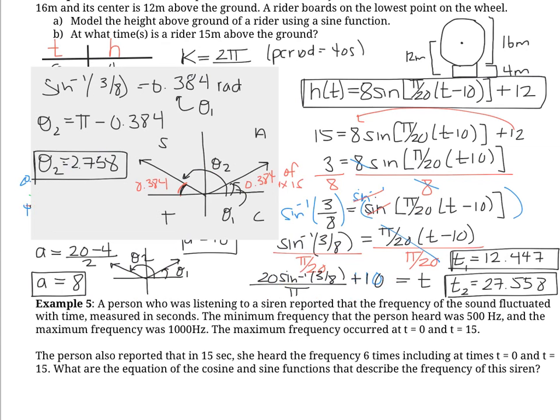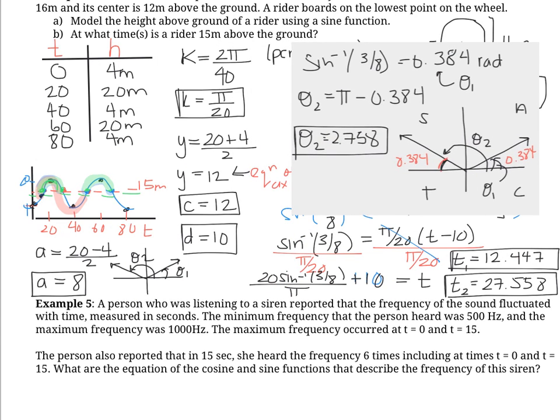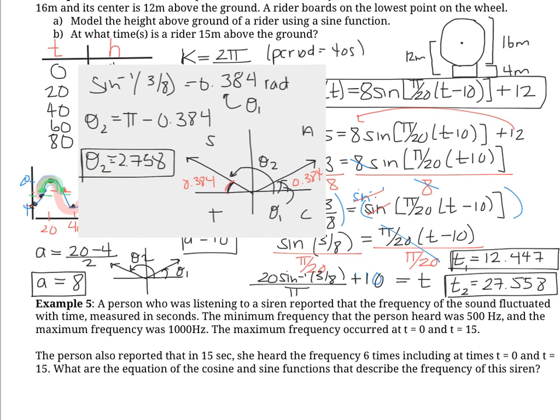Does this number make sense? Well, let's move this guy out of the way for a second. Our second time is supposed to be somewhere between 20 and 40, and 27 is between 20 and 40. So the question is now, how long is the person above 15? Well, we're going to take time 1, we're going to take time 2, and we're going to subtract them. So all we have to do is find delta t. So let's finish off this question.